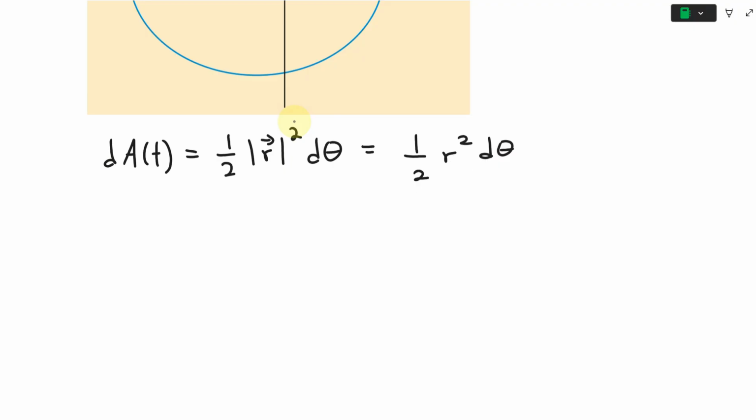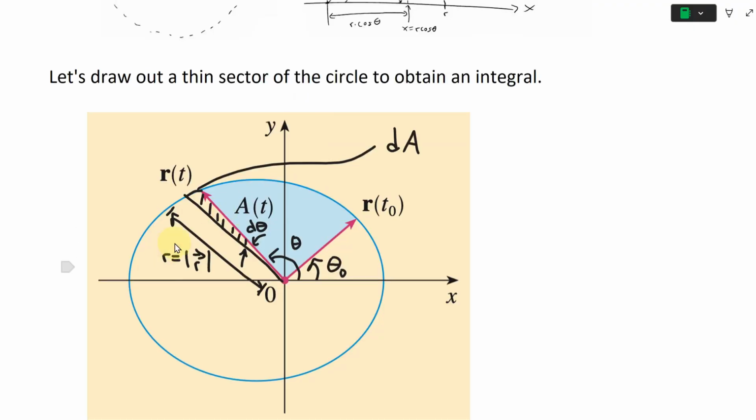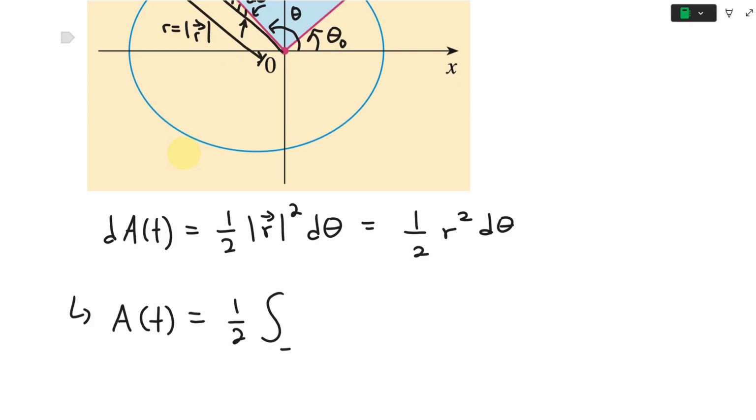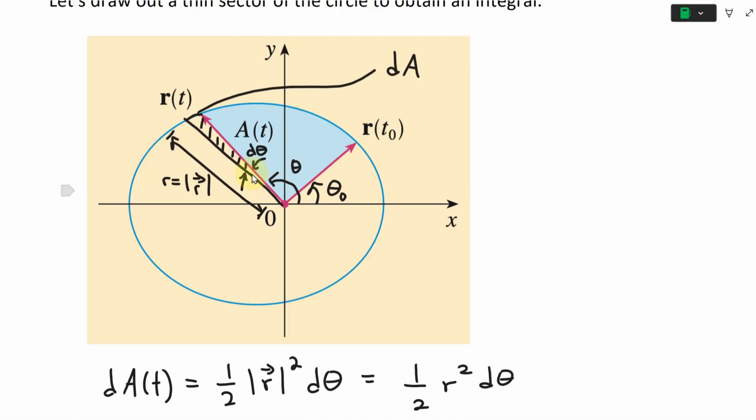So then that means the full area across this time, using the integral, A of t is equal to the integral, and I'll just put this 1/2 out front. The integral goes from t naught up to t, but I'll put theta naught for now and we'll change the variables later. So theta naught up to theta of r squared d theta. So basically, we take this little thin slice, which could be anywhere, and we sum it up, or integrate it, from theta naught all the way to theta.